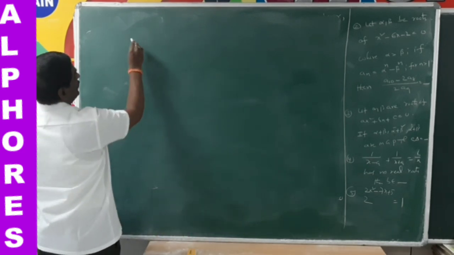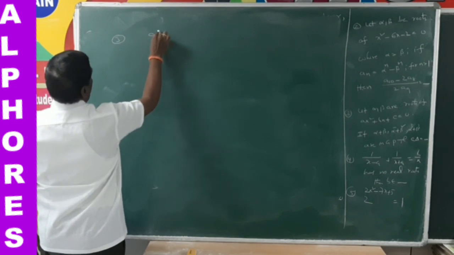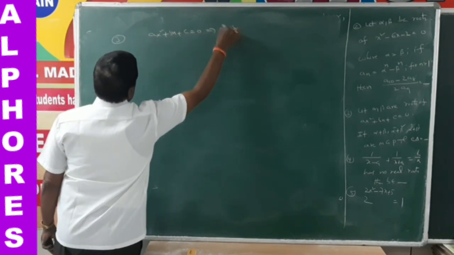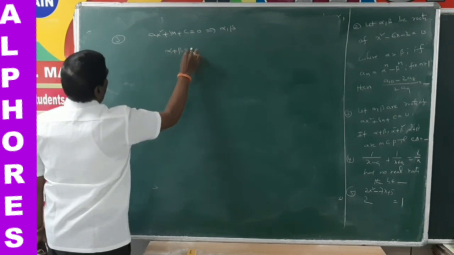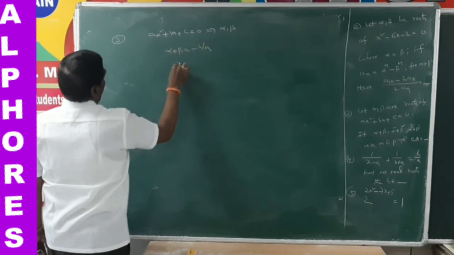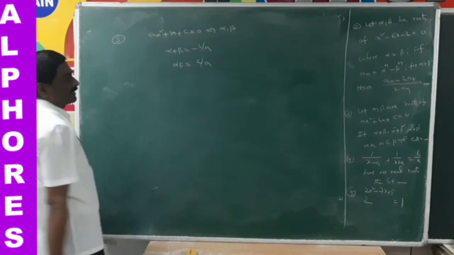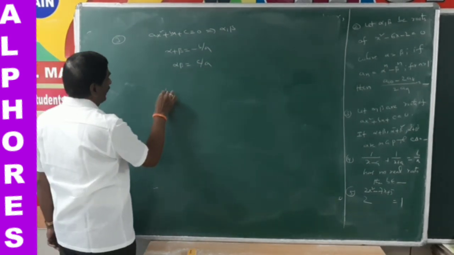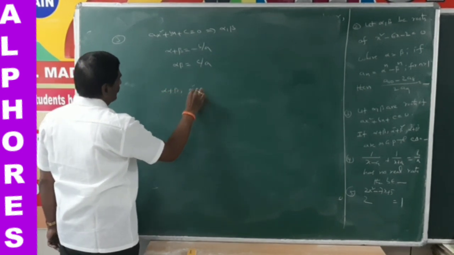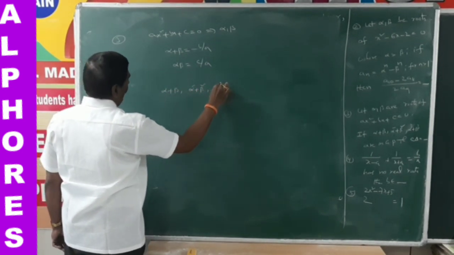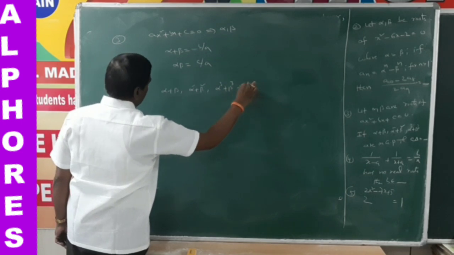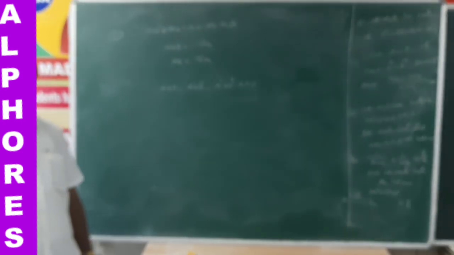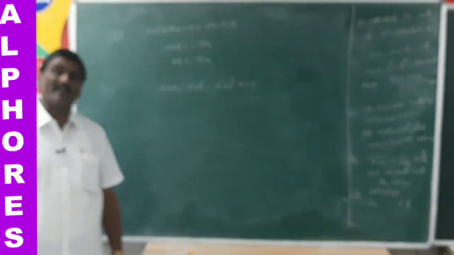In the given equation, ax square plus bx plus c is equal to 0, the roots are alpha comma beta. We know that the sum of the roots alpha plus beta is equal to minus b by a, and the product of the roots alpha beta is equal to c by a. But from the given, alpha plus beta, alpha square plus beta square, alpha cube plus beta cube are in GP. Suppose a, b, c are in GP, what is the condition? b square is equal to ac.